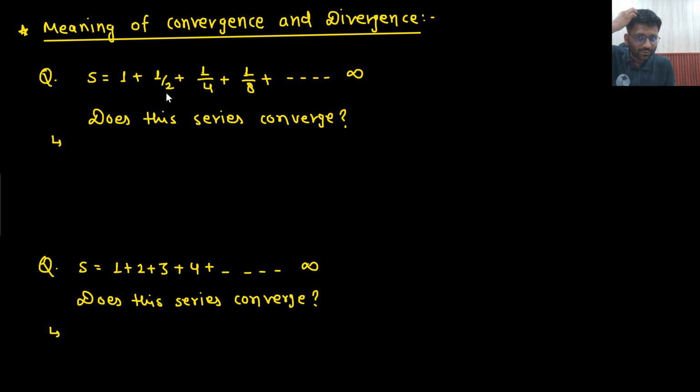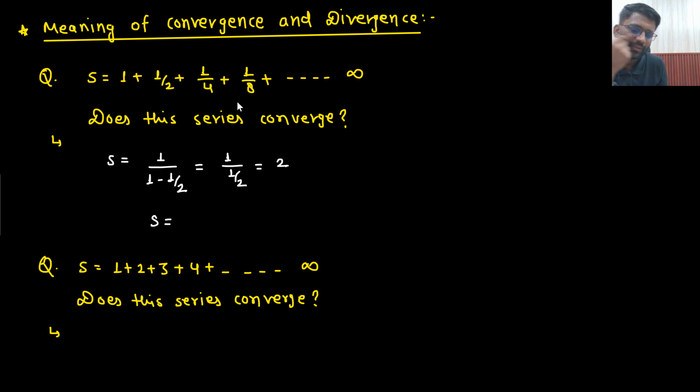So if you solve this series, what will be the answer? S equals 1 plus 1 by 2 plus 1 by 4 plus 1 by 8. I know, sir, it is a GP, A upon 1 minus R. What will be the answer? 1 upon 1 by 2. The answer will be equal to 2. The common ratio is 1 by 2, so A upon 1 minus R, the answer will be 2.